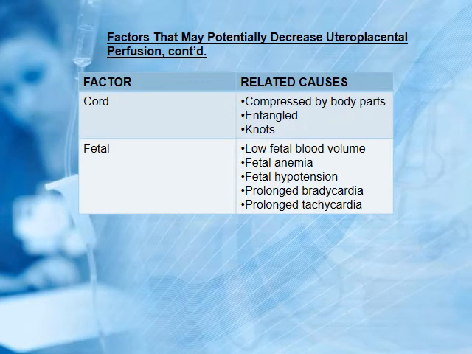Cord compression may happen if there's a knot in the cord, or if it's tangled or compressed. Of course, that's going to interfere with blood flow through the cord. It's going to cause problems with the blood flow and oxygenation. And then the fetal factors. If the fetus has fetal anemia or hypotension, any of its own cardiac deficits, that will cause decreased oxygenation also in the fetus.